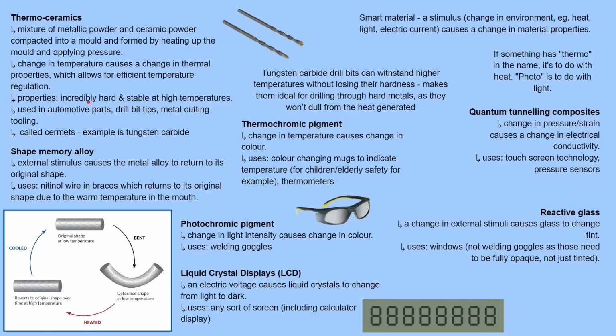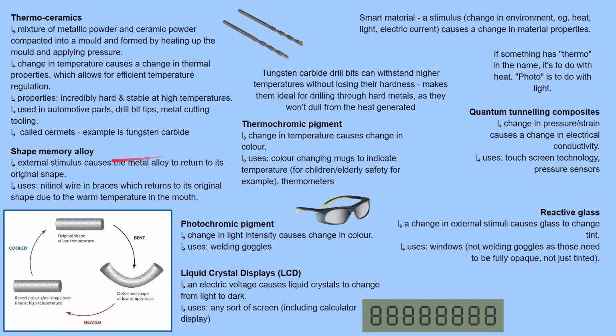Properties of thermoceramics are they are incredibly hard and stable at high temperatures, used in automotive parts, drill bit tips, metal cutting tools. They're called cermets. So an example is tungsten carbide. So here is a tungsten carbide drill bit that can withstand higher temperatures without losing hardness, which makes them ideal for drilling through hard metals as they won't dull from heat generated. Normal high-speed steel drill bits will dull from drilling through metals that have a high melting temperature.